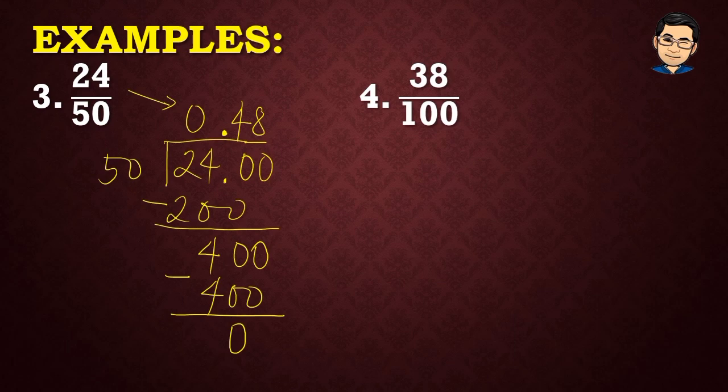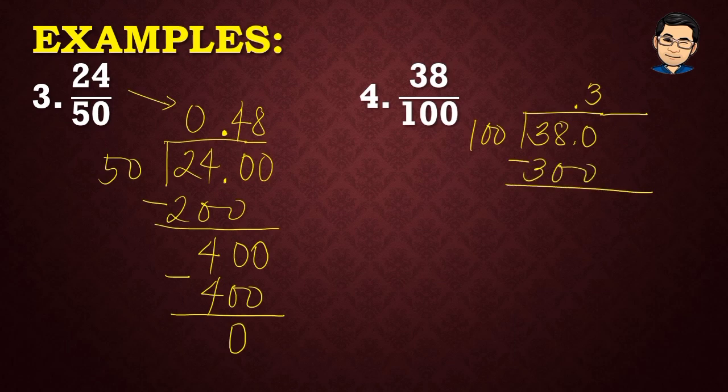So 38 divided by 100, we cannot divide. So mag-add tayo ng 0. So magiging 380, and then divide natin sa 100, makakakuha tayo ng 3. So 3 times 100, that is 300. Next, we subtract 0 minus 0, that is 0. 8 minus 0, that is 8. 3 minus 3, that is 0.